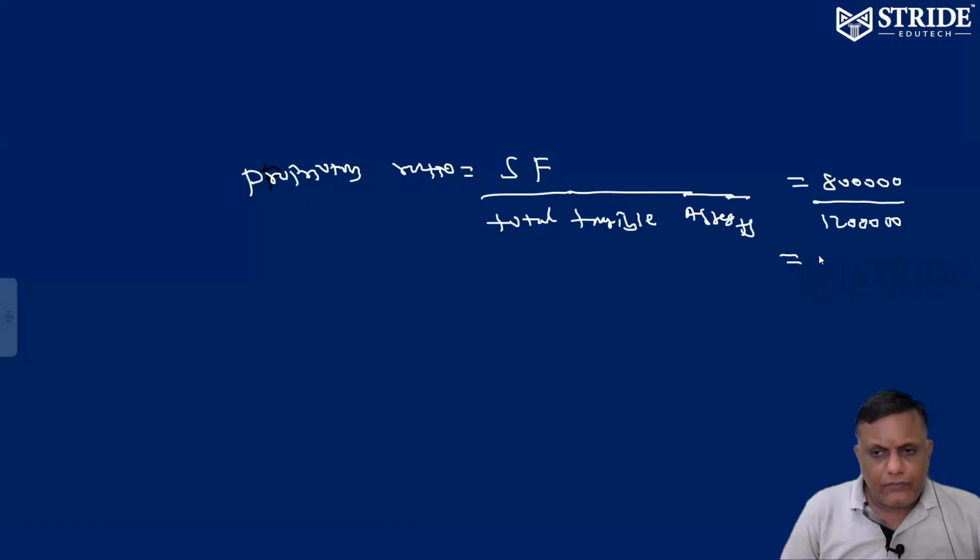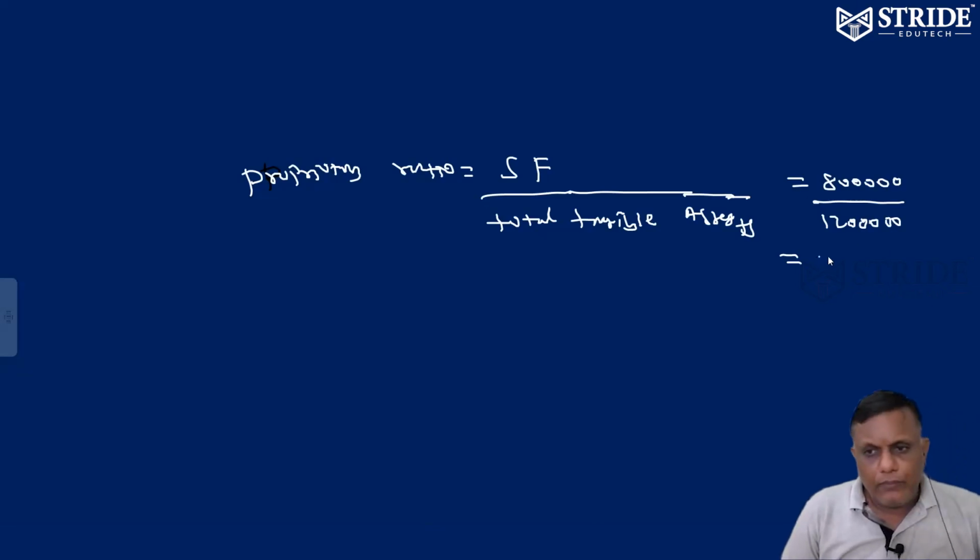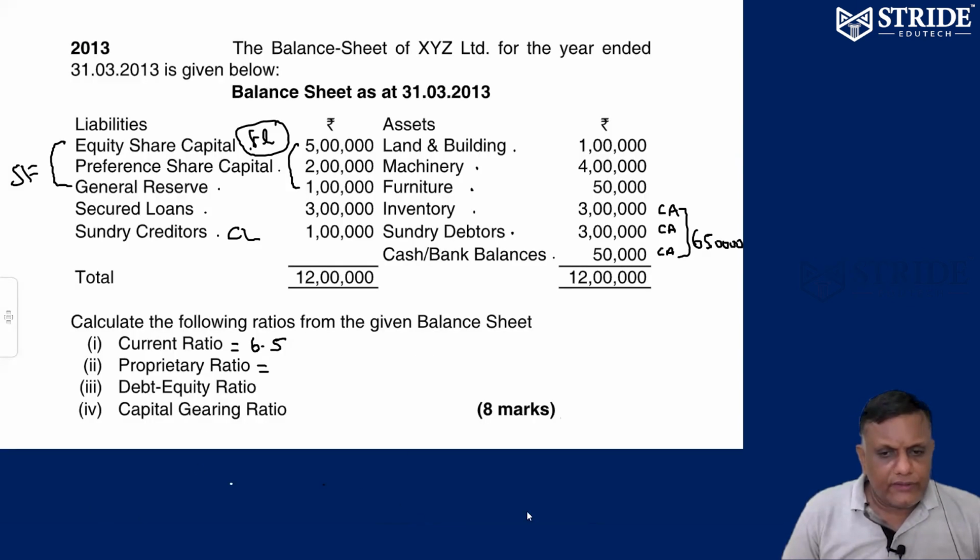8 by 12 is nothing but 0.666. So the proprietary ratio is 0.666.